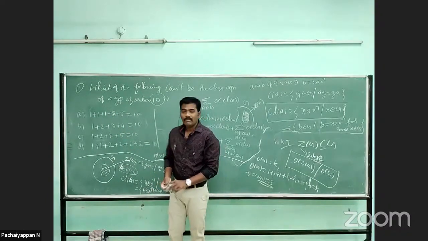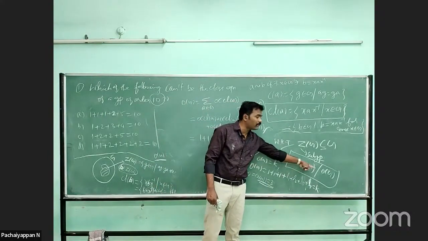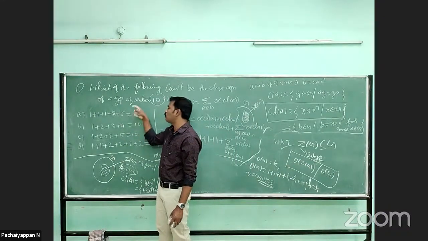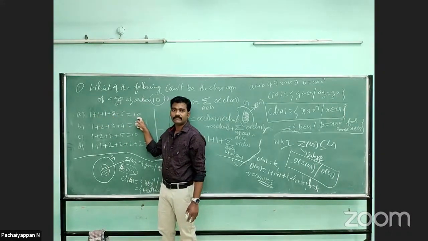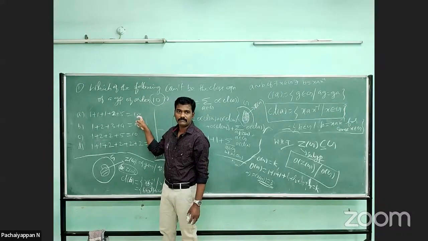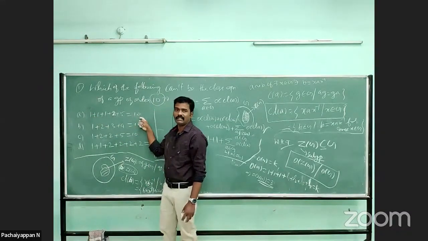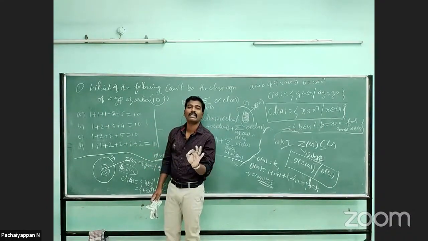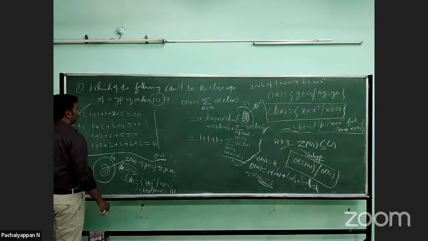3 elements are there. We know that the center is a subgroup. By Lagrange's theorem, the order of the center of G should divide the order of G. Suppose this is a class equation of some group of order 10, then this 3 should divide 10. It's not possible, sir. 3 does not divide 10. So this is not a class equation of any group of order 10.